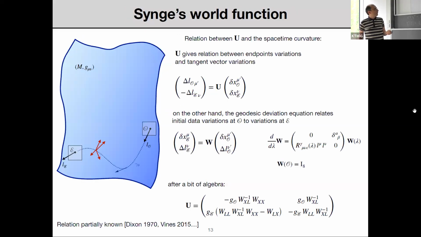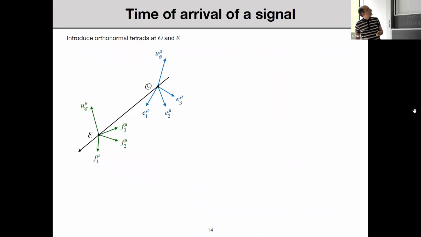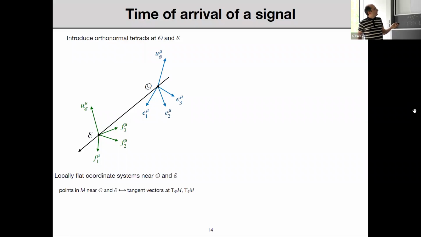Okay, so now we've got the relations, but how does it apply to the problem of times of arrival exactly? So I assume that along this null geodesic, I introduce two orthonormal tetrads. U_O will be the four-velocity, and we have three spatial vectors. They can be anything. We have U_E on the emitter side, and again, any three spatial vectors. I don't care what they are. I assume that they are both properly oriented, but nothing more. And this defines locally flat coordinate systems near E and O.